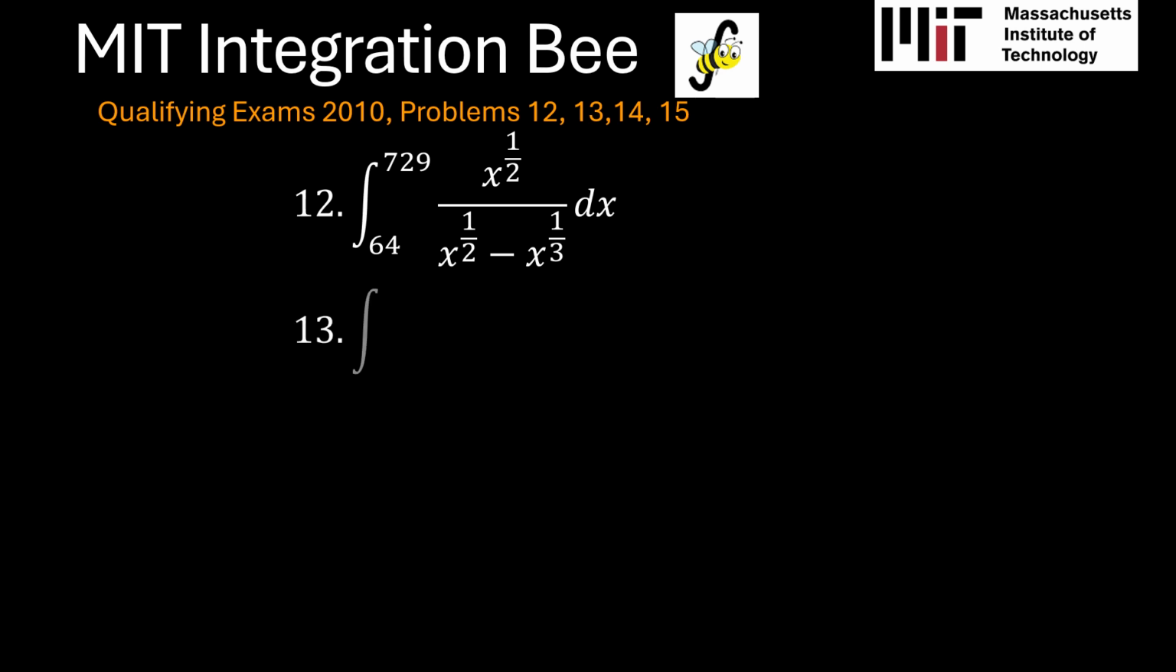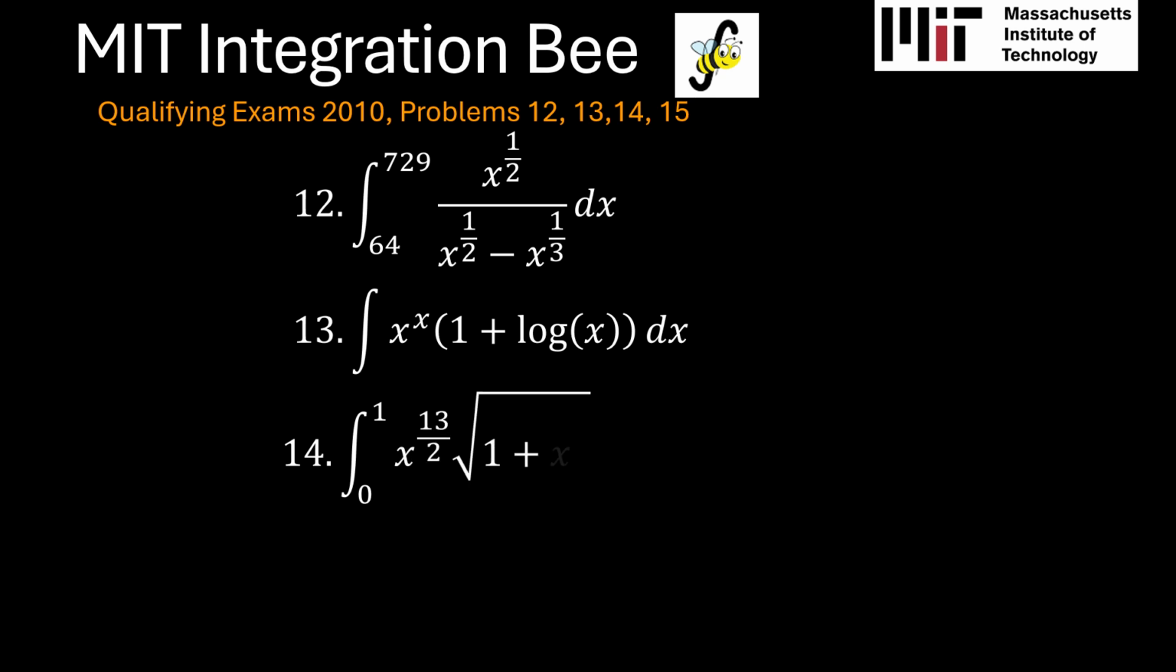Problem 13 is the indefinite integral of x to the power x times open bracket 1 plus natural logarithm of x close bracket. Problem 14 is the integral from x equals 0 to x equals 1 of x to the power 13 over 2 times the square root of 1 plus x to the power 5 over 2. And problem 15 is the definite integral from x equals 0 to x tending to infinity of 1 over open bracket x squared plus 1 close bracket squared.